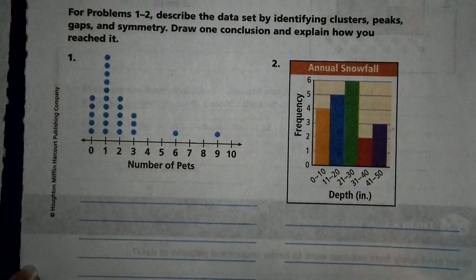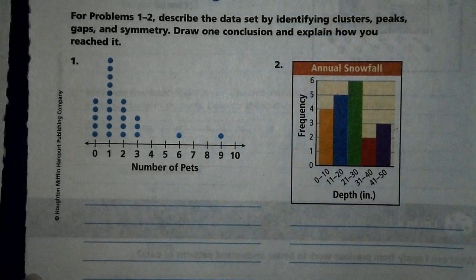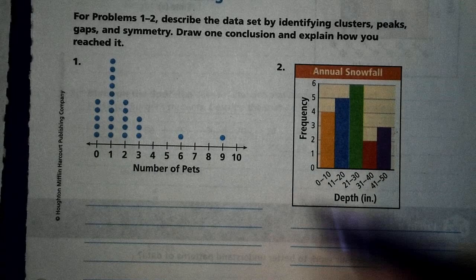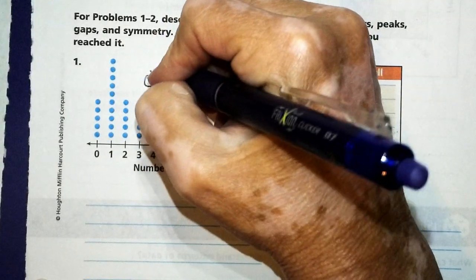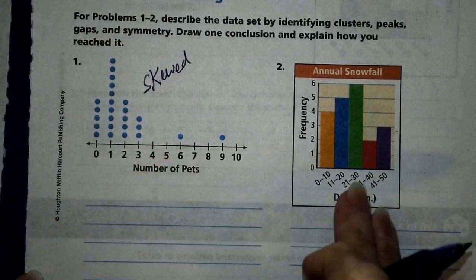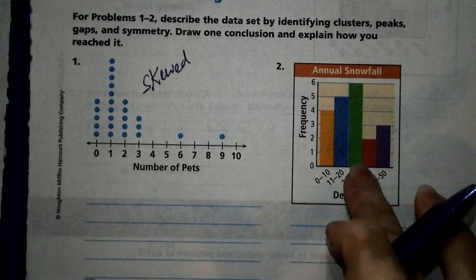All right, welcome back. So it says in these two problems, we're going to just make some conclusions about that data. So as you can see, in one, this is what we call skewed, because it's not symmetrical. Most of our data is over here versus towards the middle, like this one. So this one is definitely symmetrical.